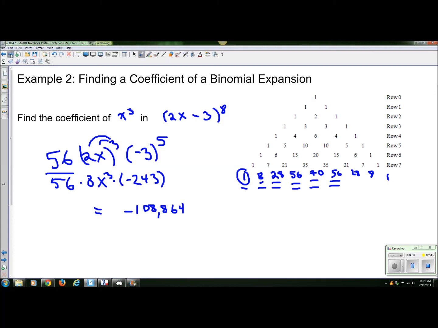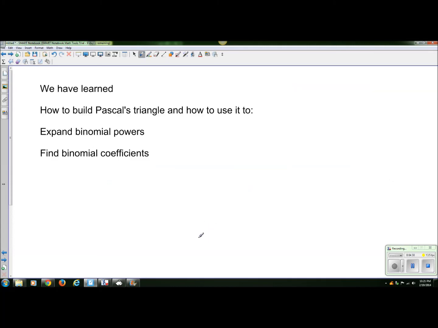So, we've learned how to build Pascal's triangle and how to use it. Specifically, we've learned how to use it to expand binomial powers and find binomial coefficients.